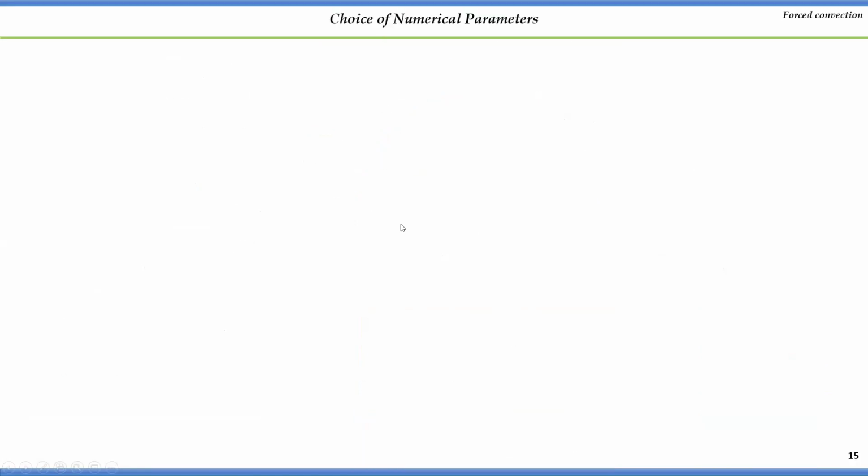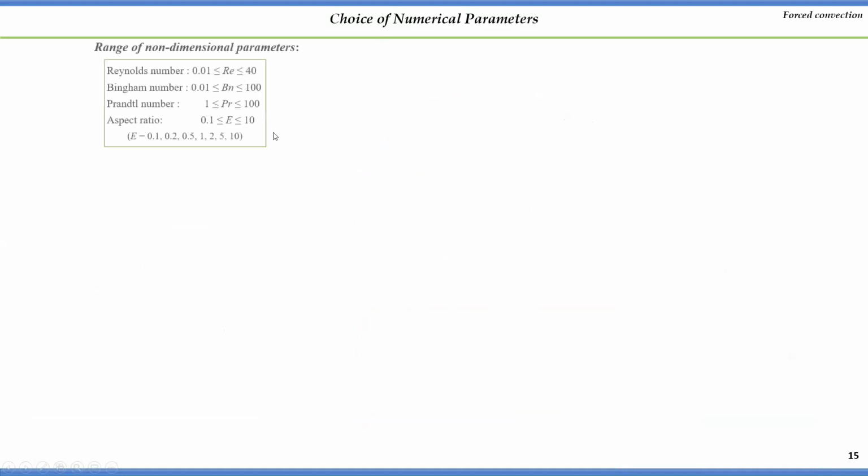So what are the numerical parameters we are going to solve? The first one is Reynolds number, the second one is Bingham number, and the third one is the Prandtl number. The range of these parameters we have chosen such that they are really encountered in various industrial applications. Prandtl number 1 to 100, these are the Prandtl numbers frequently encountered by different fluid media in the applications. Aspect ratio we have covered from very blunt shape to very slender shape, having 7 values.